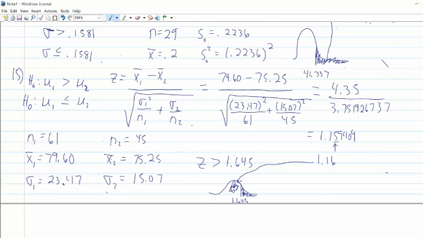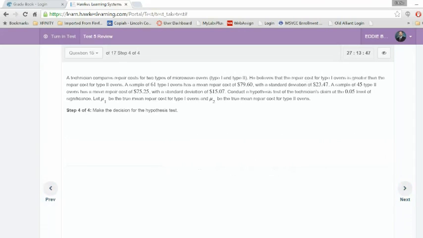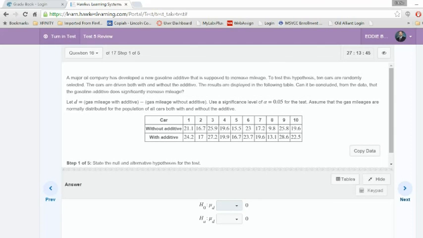Two problems left. All right, problem number 16. This is from chapter 12, section 4. A major oil company has developed a new gasoline additive that is supposed to increase mileage. To test this hypothesis, 10 cars are randomly selected. The cars are driven both with and without the additive. The results are displayed in the following table. Can it be concluded from the data that the gasoline additive does significantly increase mileage?